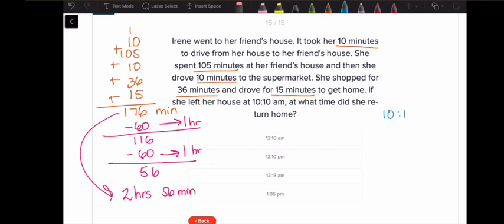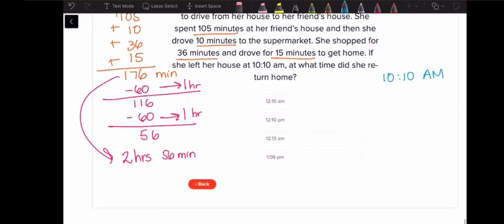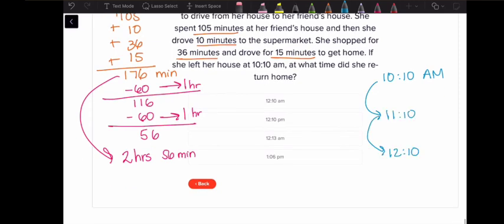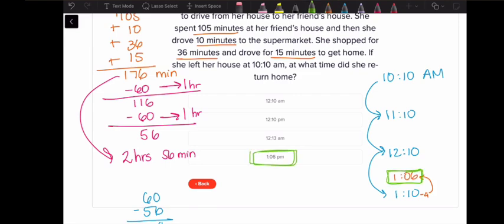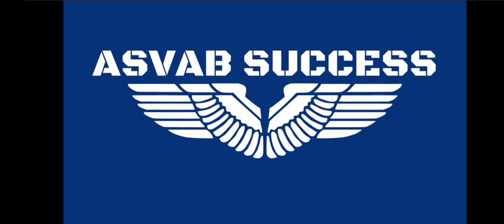So she left the house at 10:10 a.m. If I add an hour to that, that's 11:10. Add another hour, 12:10. So that's the 2 hours. Now we're going to add 56 minutes. 56 minutes is almost an entire hour. So I'm going to jump another hour, which would put me at 1:10. But since it's only 56 minutes, 60 minus 56 leaves me with 4. So I'm going to rewind the clock just 4 minutes because I didn't actually spend an entire hour, only 56. So rewind the clock, minus 4, and that brings me back to 1:06 is the actual time that she arrived at home, at 1:06 p.m.